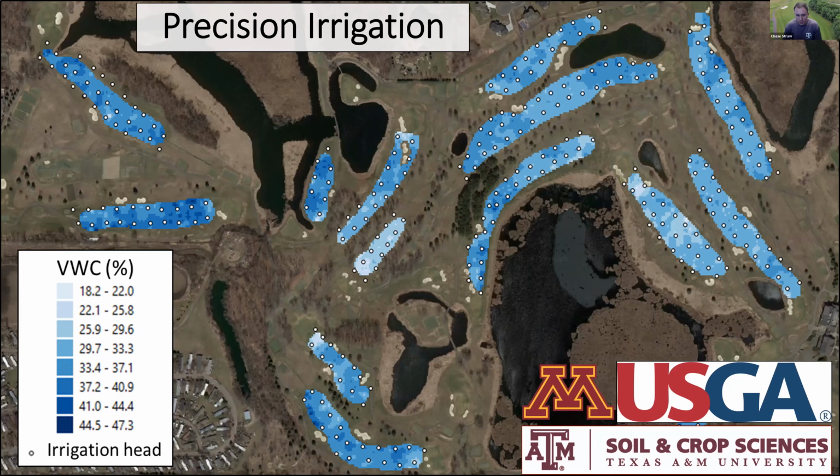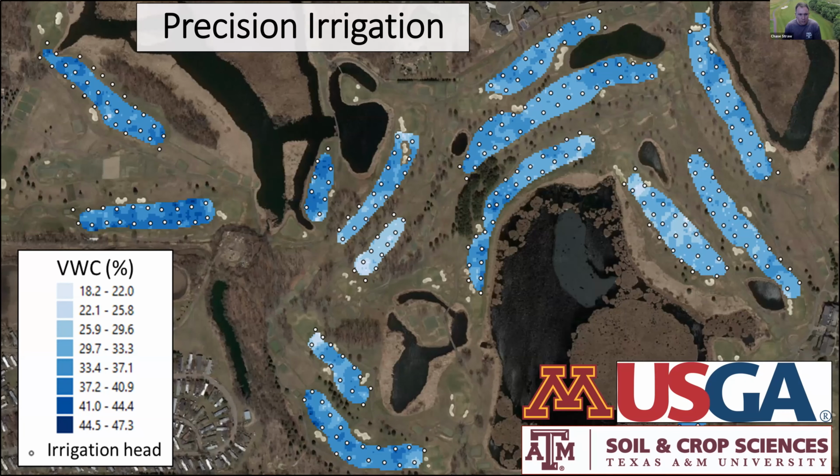In-ground soil moisture sensors is another big thing. A lot of folks will use them in putting greens, but expanding it out to the fairway can be a pretty big task because, where do you put these things? But you could use a soil moisture map similar to this to maybe identify where to put those across your course.